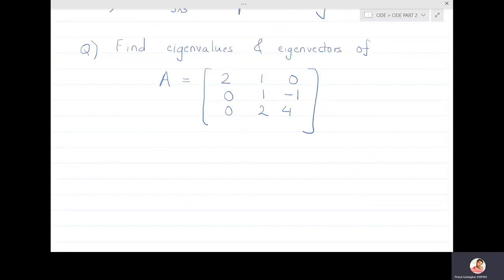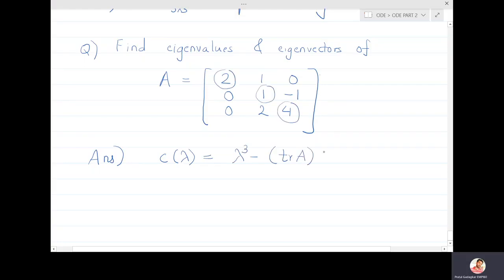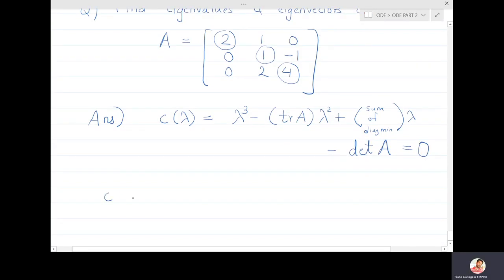So in this example, as I told you above, you may have repeated eigenvalues. Let us see the characteristic polynomial of this particular matrix: lambda cube minus trace of A, which is the addition of the diagonal elements, lambda square, plus the sum of the diagonal minors, multiplied by lambda, minus the determinant of the matrix, equal to zero. So C of lambda is equal to lambda cube minus the trace of the matrix, 2 plus 1 plus 4 is 7, lambda square, plus the sum of the diagonal minors. How do you take the sum of the diagonal minors? Cut the first row, first column. Look at the matrix 1, minus 1, 2, 4. What is the determinant of this matrix? 4 plus 2, which is 6.